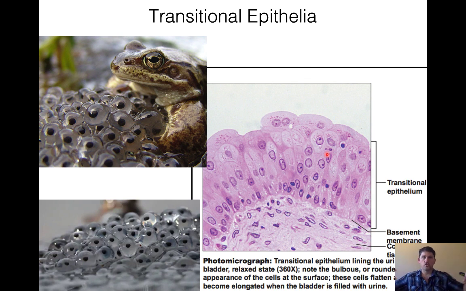But anyways, we've got our basement membrane down here, and we've got sort of these circular eggs that can stretch. And when they stretch, they look more stratified, and when they relax, they look more circular or cube-like. This is probably one of the trickiest ones in labs that most people always miss. So practice this one a lot.